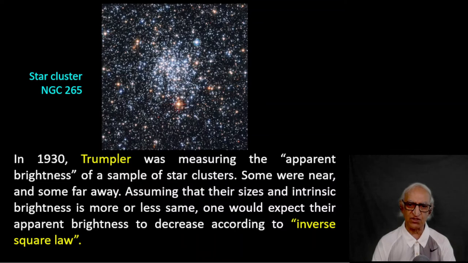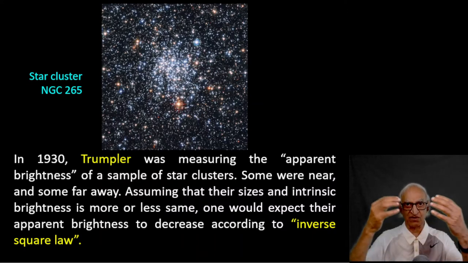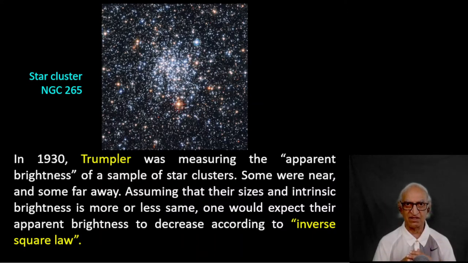Now we'll move on to the year 1930. The astronomer Trumpler was studying young star clusters such as shown in the figure over there. Trumpler was measuring the apparent brightness, the brightness that we measure, of a sample of star clusters. Some star clusters were near to us. Some star clusters were very far away from us. Therefore, you would not expect them to have the same apparent intensity.